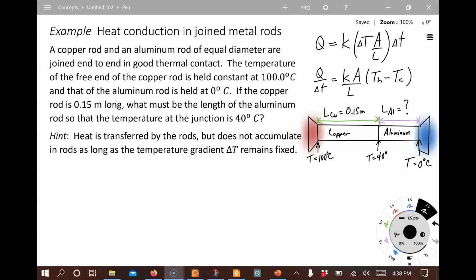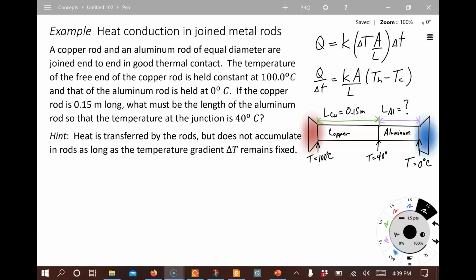We are told that the length of the copper is 0.15 meters, and we're asked to solve for the length of the aluminum. Now for this problem, we're going to use the form of the equation that says Q divided by the time interval, the heat rate. And we've got two different objects, copper and aluminum. Of course, the heat that flows through the copper has got to pass through the copper, then the aluminum to get to the cold reservoir.